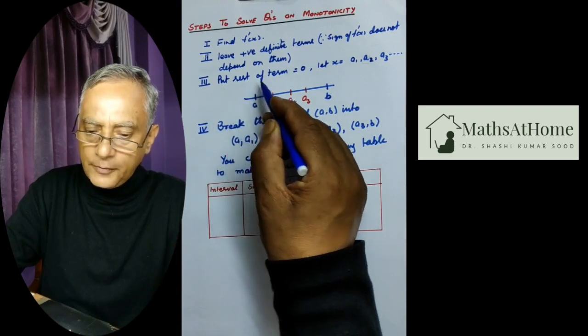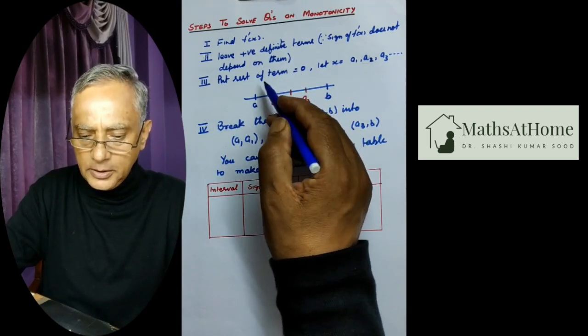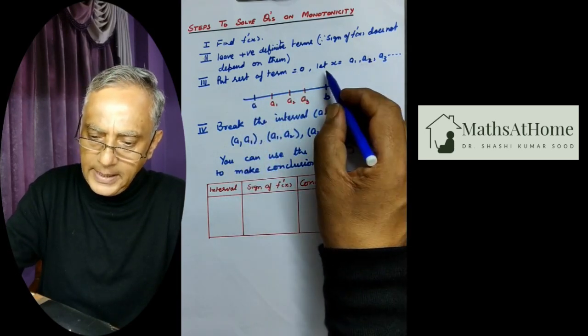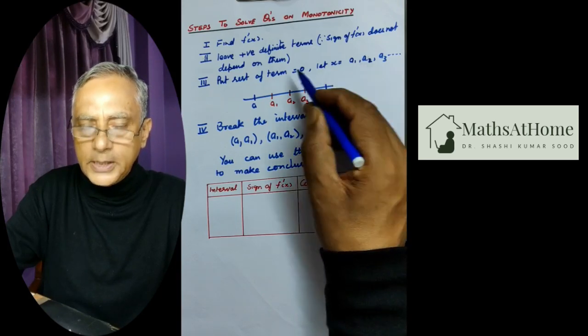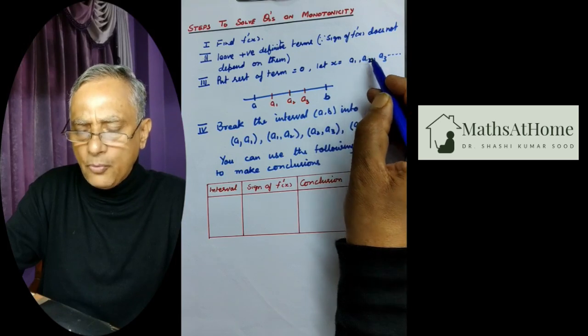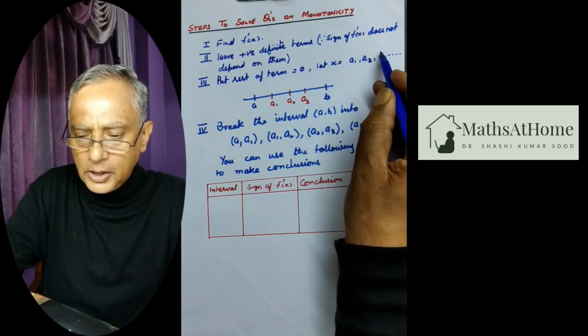Then put the rest of the terms equal to 0. After leaving the positive definite terms, the remaining term you put equal to 0. Let x equal a1, a2, a3 be the roots of this equation. There can be any number of roots, but for understanding I am taking only 3 roots.